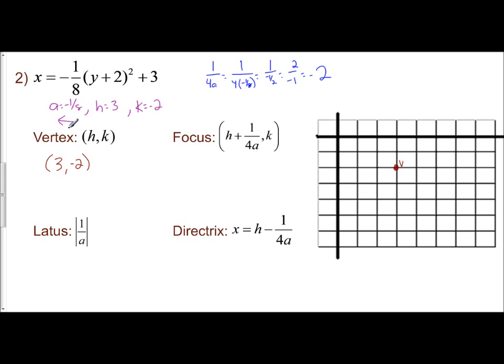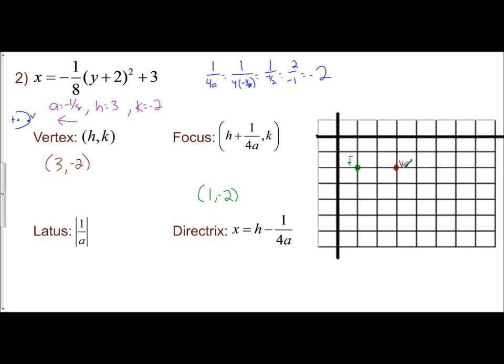The negative tells me I have to go to the left, and that should make sense. Since I told you a is negative and it's opening to the left, that means your focus is to the left of the vertex, and it's to the left of the vertex 2 units. So I'm just going to count from my vertex. 1, 2 units to the left, and there is my focus. Label it with an F. That would be the coordinate (1, -2).